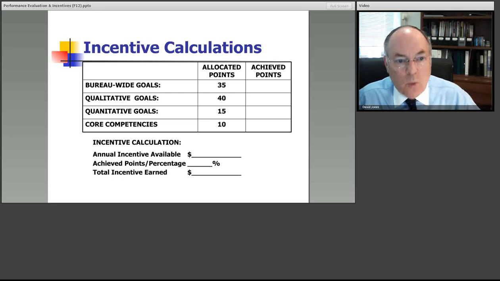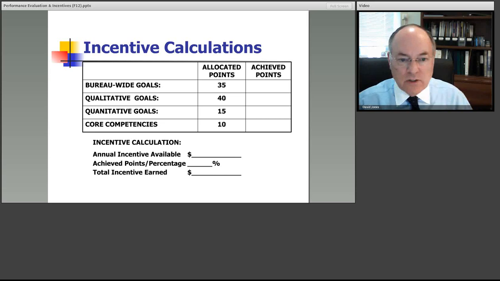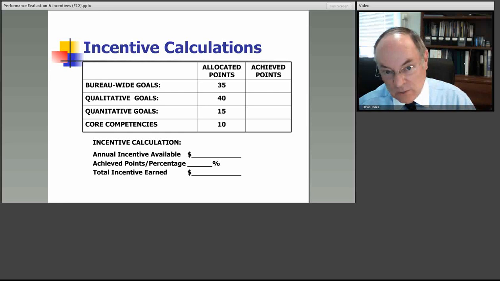Your qualitative goal, and how you did in the performance evaluation, if you will, was 40%. Quantitative goals, if you were a salesperson: how many groups did you book? How much business did you bring into the hotel? Whatever it was in terms of that quantitative aspect. And then there were certain core competencies that you had to achieve, and that was 10%. You would total up all those points, take the annual incentive available, take the percentage of that, and that's what you would earn. So let's say you got 85 points, and you could have earned $10,000, you'd get $8,500.